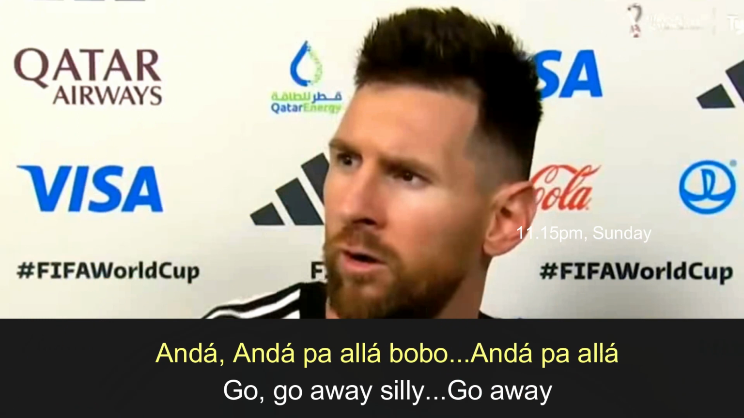By now, we already know what qué miras, bobo means. However, there's another expression here. Anda para allá, bobo. Anda means go or run along. So in this case, he's telling this person to go away. And Mexican Spanish would pronounce this as anda, whereas Argentinians would emphasize the second syllable once again. Anda.